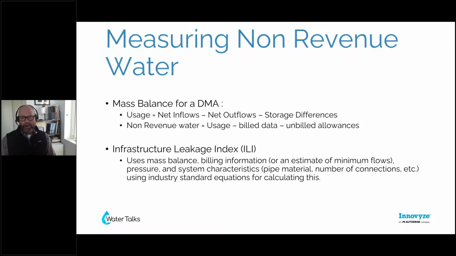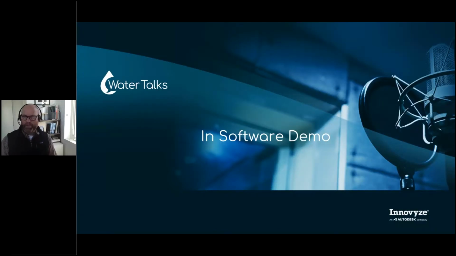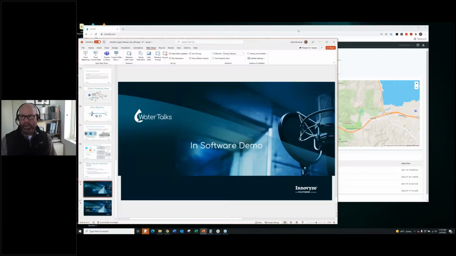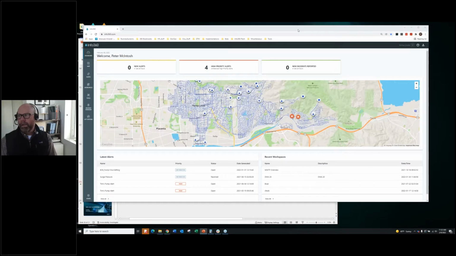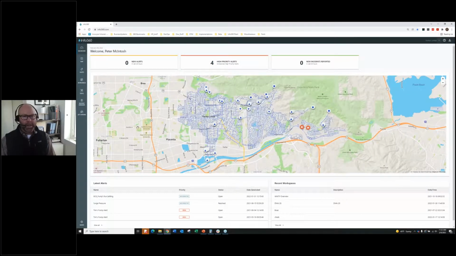Really just kind of covered off these exact topics on this slide, and so I think I'm going to go ahead and pivot over to the software demo. Again, if anybody has questions as I am talking through this, please use the question area in chat, and we will, of course, try to get to those. So this is your entry point when you get into Info360 Insight.